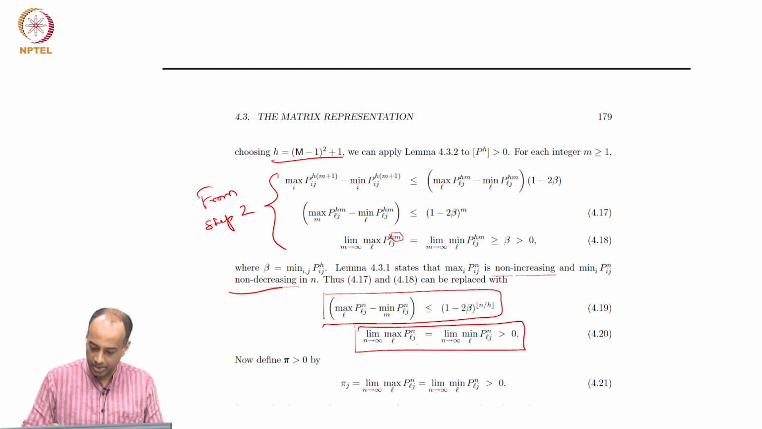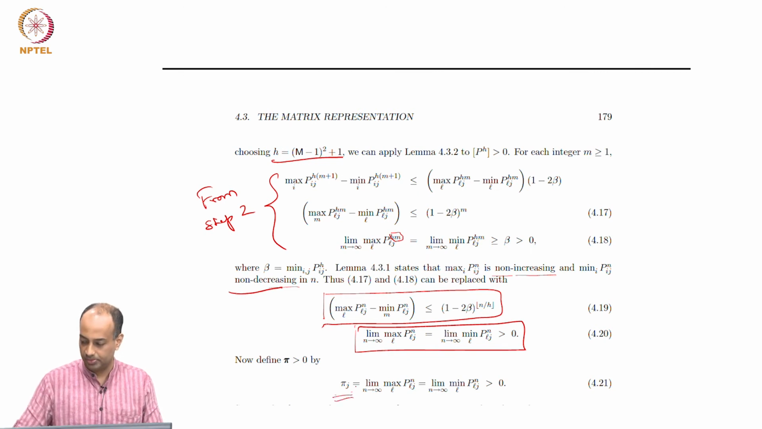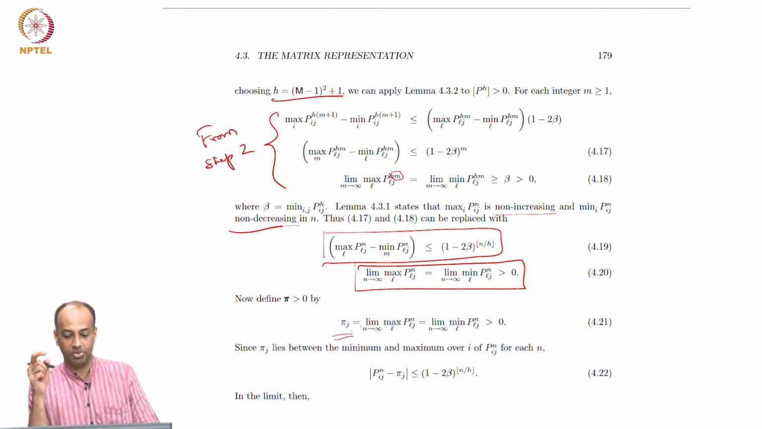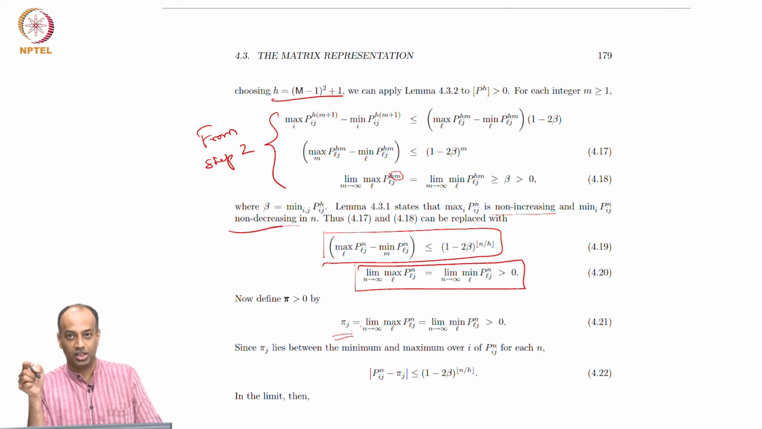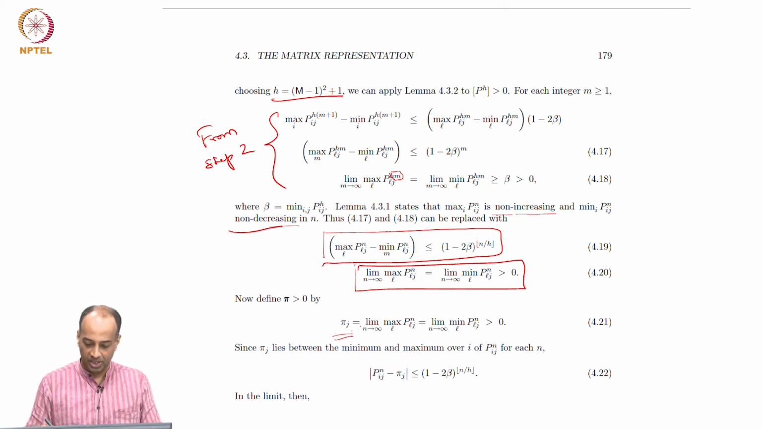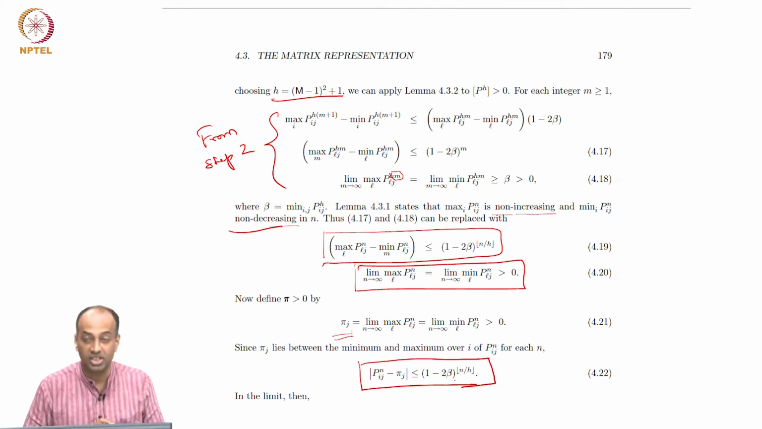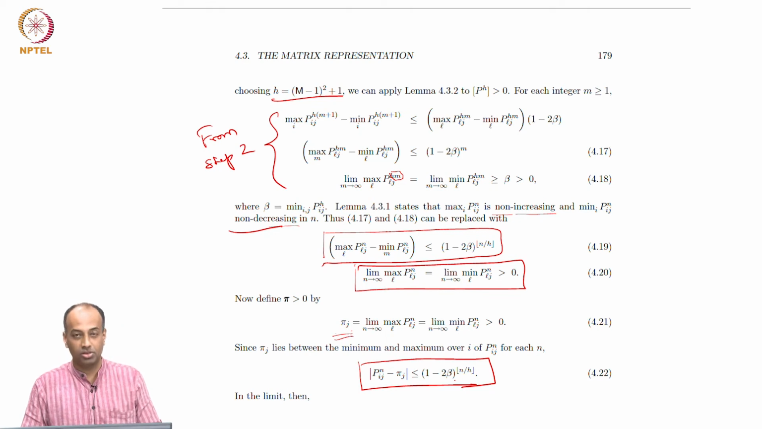So now that these limits exist, you can just define this common value of the limit of the maximum and the limit of the minimum to be some pi, all right? And finally, we end up proving that since this pi j lies between the max and the min over the various i's, we must have the absolute value of Pij^n minus pi j goes down exponentially fast. So this is perfect, right?